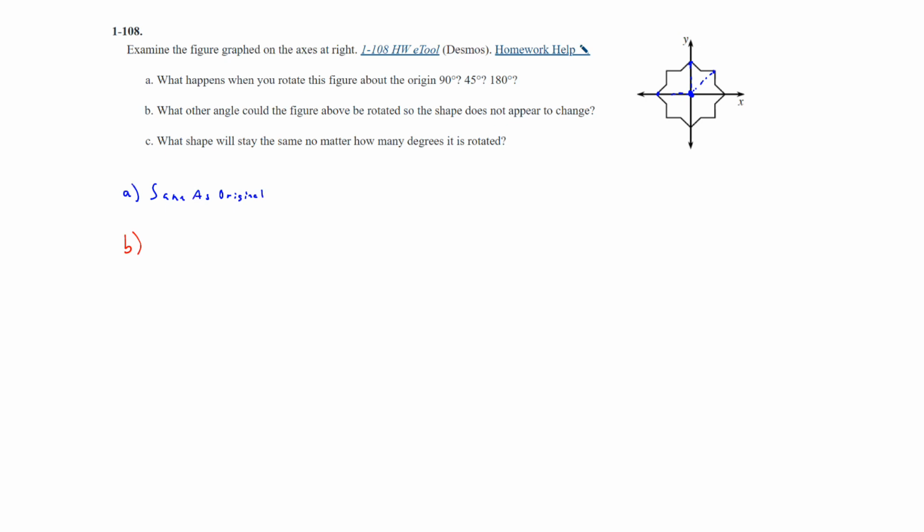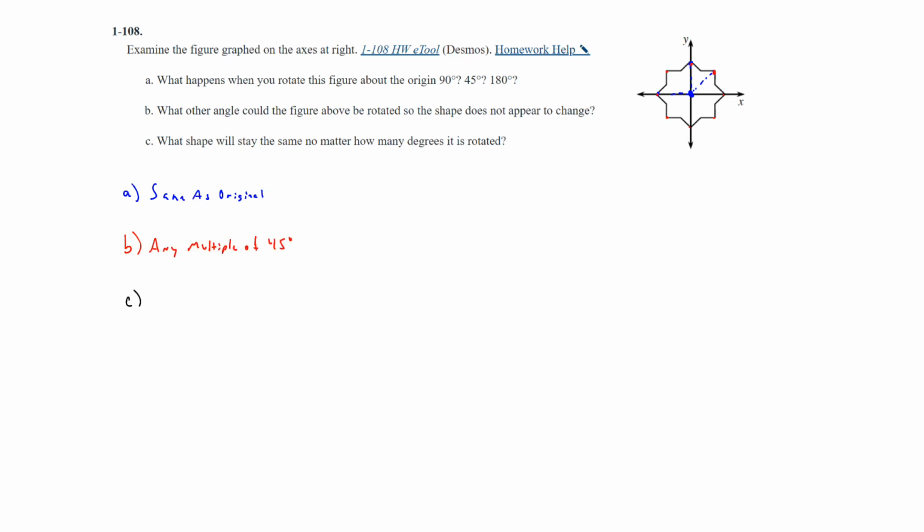B, what other angle could the figure above be rotated so that the shape does not appear to change? And it can be, in terms of if you're looking right here, every 45 degrees, it hits that kind of outside point there. So any multiple of 45 degrees would work where the figure would not change.